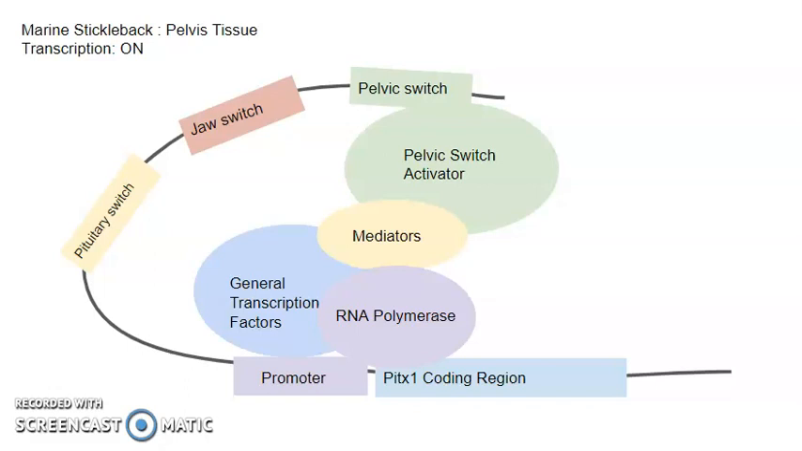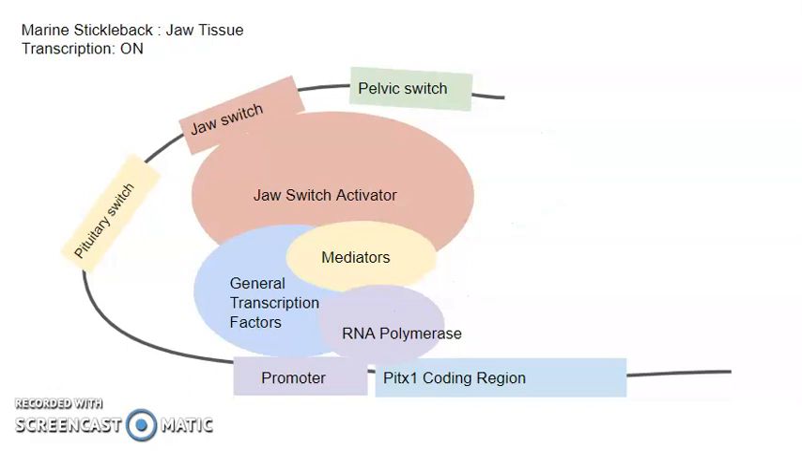This model shows the pelvic switch connected to the pelvic switch activator. This pelvic switch activator is connected to the mediators, the general transcription factors, and the RNA polymerase. Once these are all connected, they create a bent shape in the DNA, and the RNA polymerase is then connected to the promoter, which then causes the Pitx1 to express the pelvic tissue.